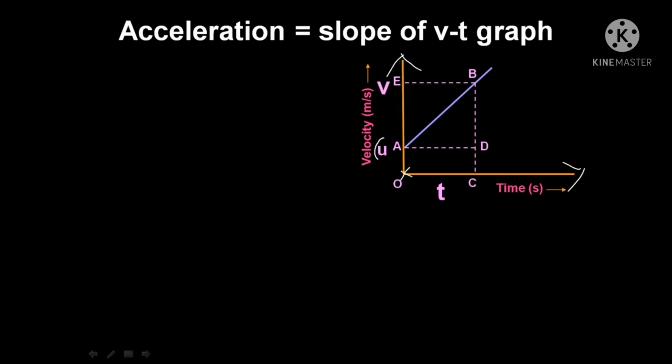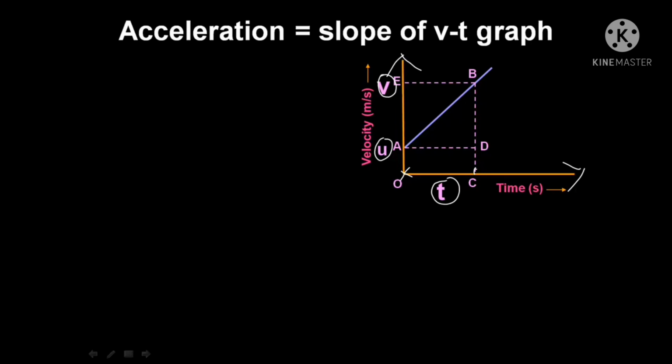See here, initially the velocity is u when the body is at point A, and finally after t seconds the body reaches point B. At point B, the velocity is v, that is the final velocity. Here we will represent the initial velocity as u and the final velocity as v. So from the v-t graph, we have to derive the slope, my dear children.